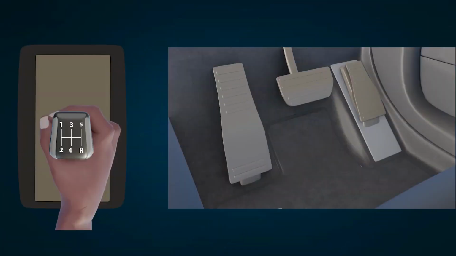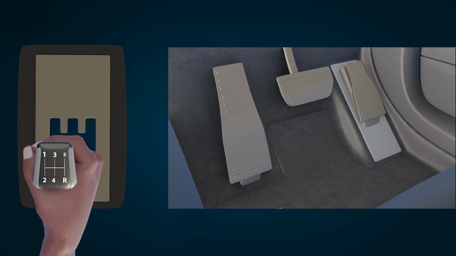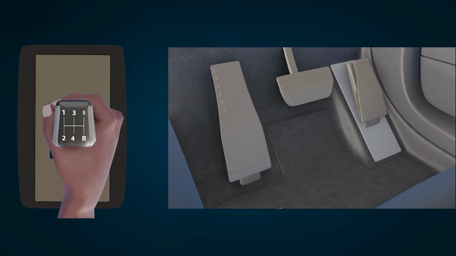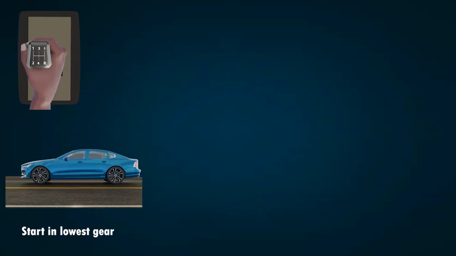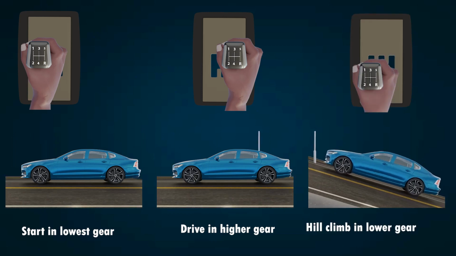Manual transmission requires the driver to know exactly when to change a gear, which gear to change to, and also operate a clutch to disengage and re-engage the engine. We start the car in the lowest gear and increase the gear as the vehicle increases in speed. Then we change down as we drive uphill.